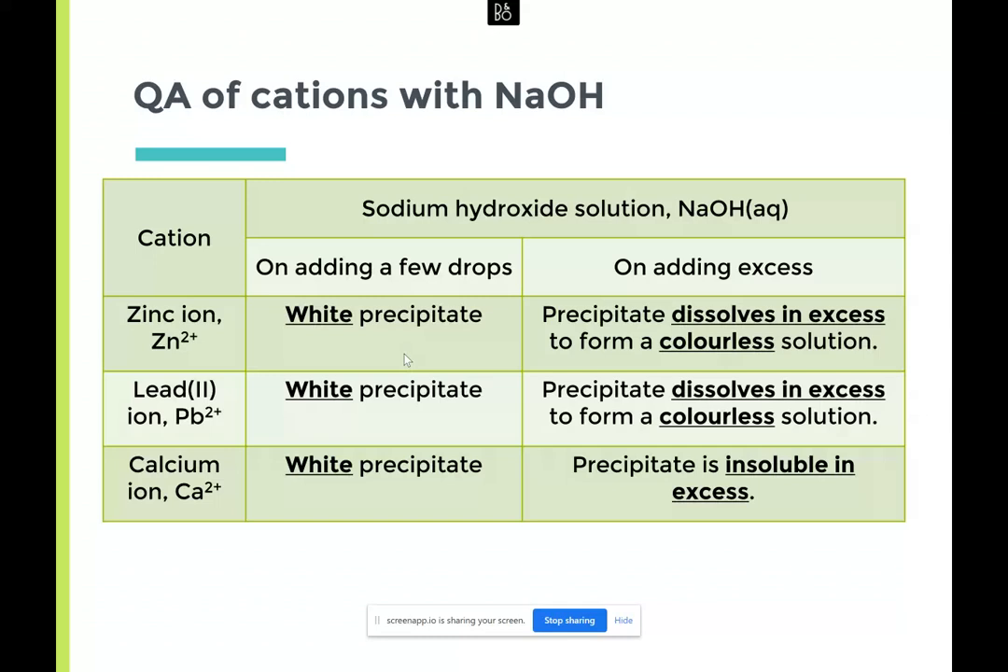So let's take a look at the first part. You have zinc, lead, and calcium. You will notice that all of them form a white precipitate. But then when we add excess, only zinc and lead will dissolve in excess to form a colorless solution. You will see that calcium cannot dissolve in excess, so it's insoluble in excess. So that's how we tell the difference between calcium and lead and zinc. Zinc and lead will both dissolve in excess, whereas for calcium, the precipitate will not dissolve in excess.